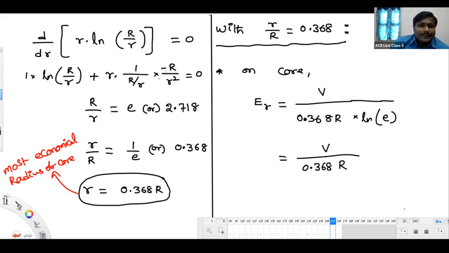You can see this whole product will come to minus 1. That you send to the other side, it will come plus 1. So ln of capital R by small r is 1. Then you get capital R by small r equals e. Like that.